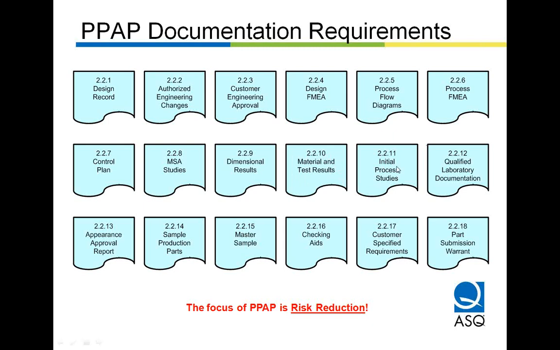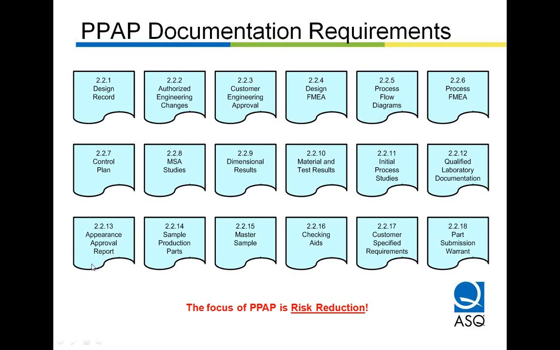When we look at the initial process studies, the goal here is to demonstrate that the process is first stable and second capable, so that the process is both stable and capable. When we look at the 12th file folder, qualified laboratories documentation, the goal there is that our laboratories can be trusted, that we know what their scope is and that they're competent to accomplish that scope. That's why that file folder exists.